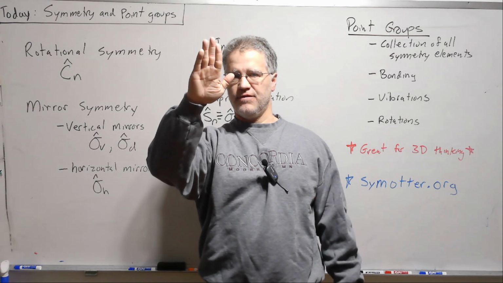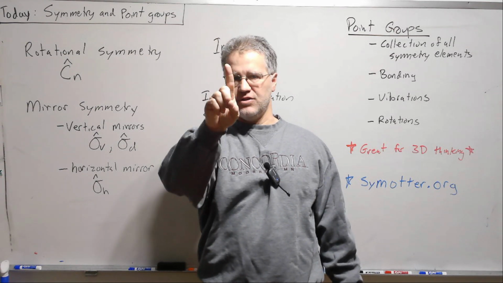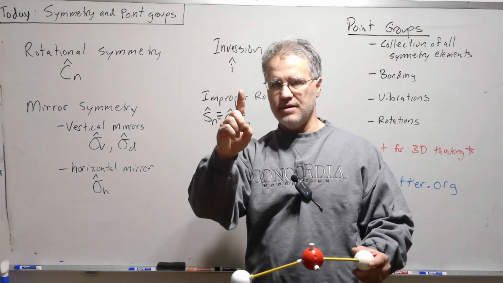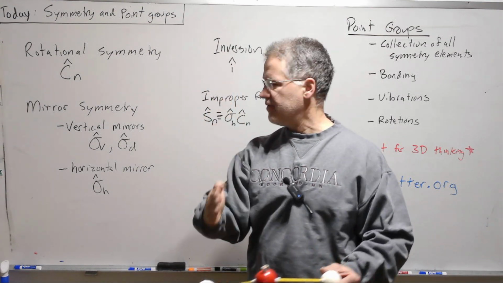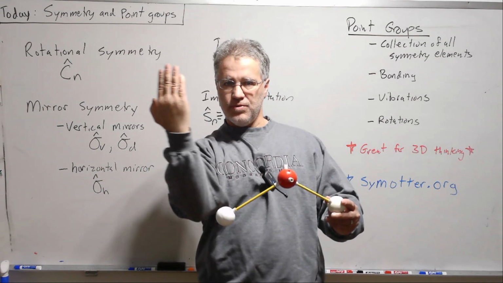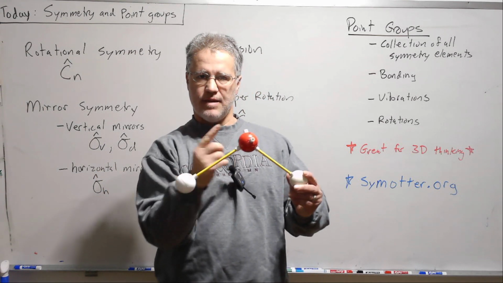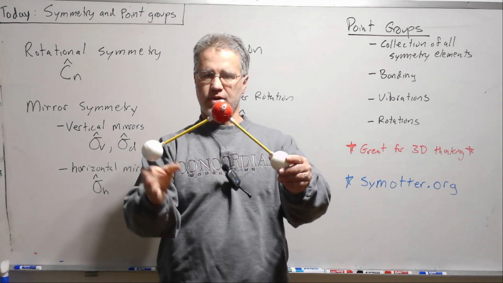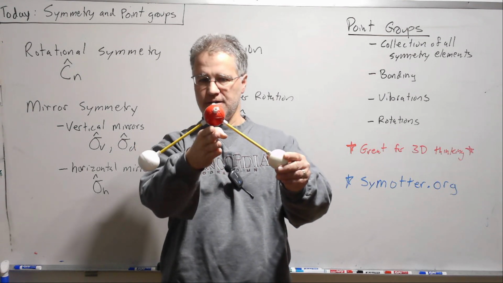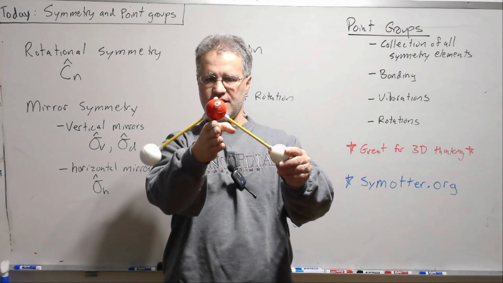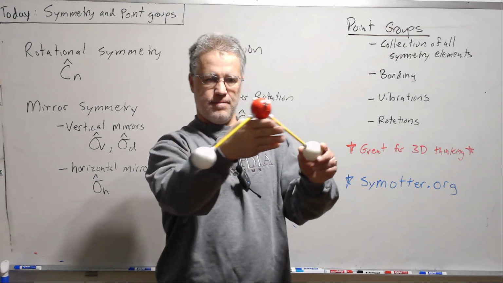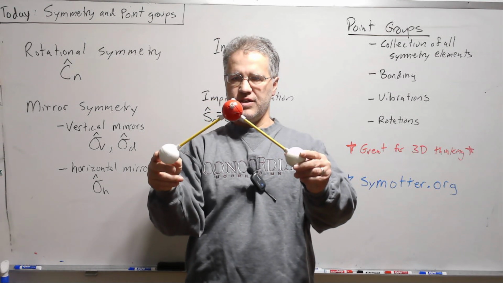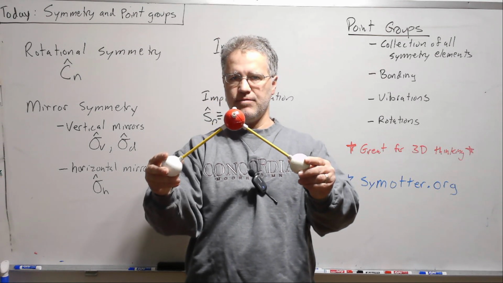And now when we're looking for planes, use your hand. So use your finger if you're looking for axes, use your hand if you're looking for a plane. So a vertical plane will always contain that principal axes. So if we look at water, we can see a vertical plane here, right? Because if I reflect across this plane, then this hydrogen will go to this hydrogen, and oxygen will stay in place.